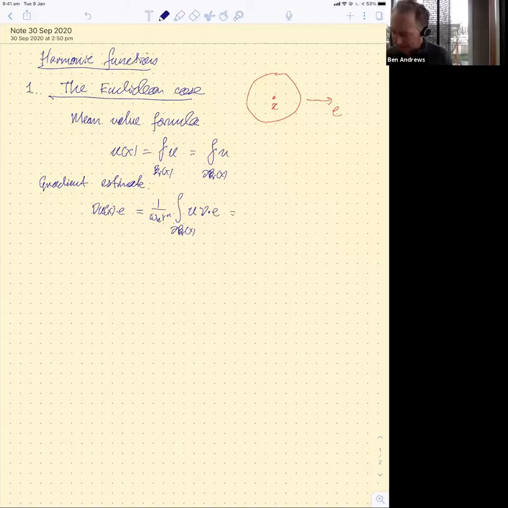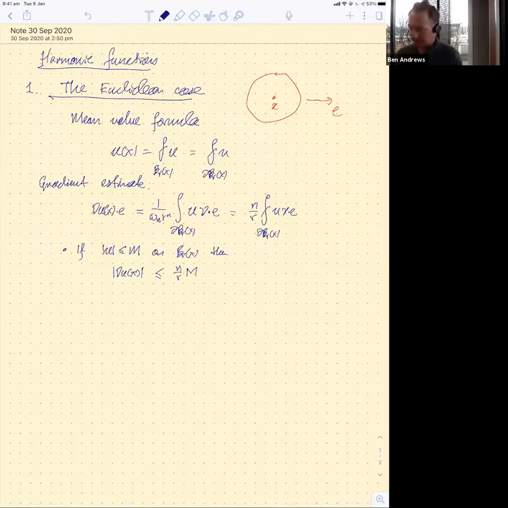That's really the same as n over r times the average on the boundary of u times the e component of the normal. So it's a very simple expression for the gradient, and straight away from that you get a gradient bound. If I have a bounded harmonic function, let's say u is bounded by some M on the ball, then straight away you get that du is bounded by n over r times the sup of u, which is M, since nu dot e is bounded by 1. So that's the gradient bound for harmonic functions, and straight away from that you would get the proof of the Liouville theorem, of course.